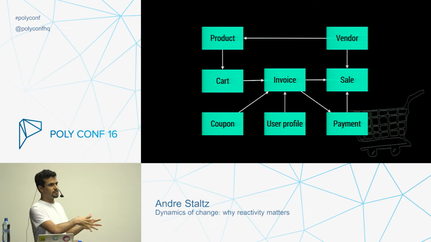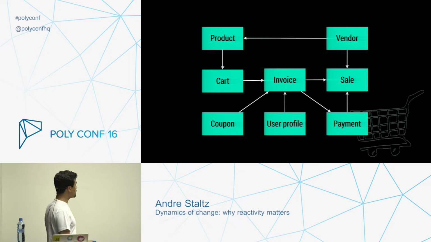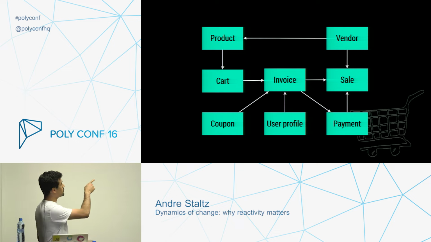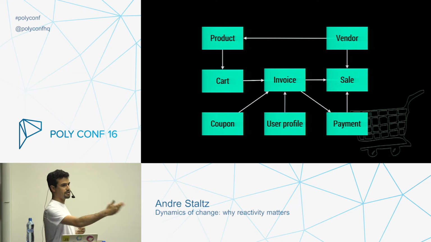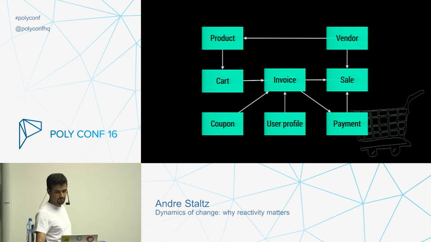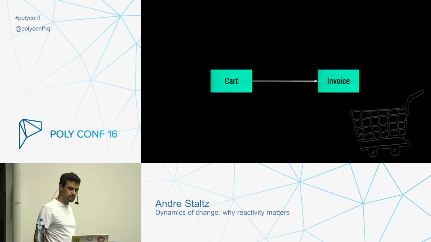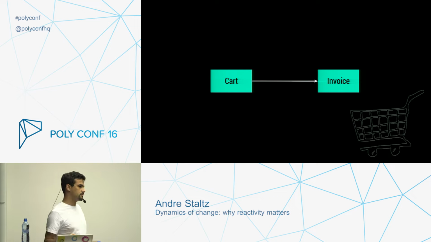So imagine that each of these boxes would be a module. Depending on your language, it could be a class or a file or, I don't know, a module. And an arrow means that this will change that. For instance, the payment will somehow change the sale, and the user profile will affect the invoice. So if we have an arrow from the cart to the invoice, it means that somehow the cart will change the invoice.